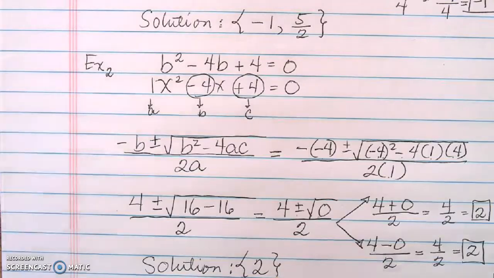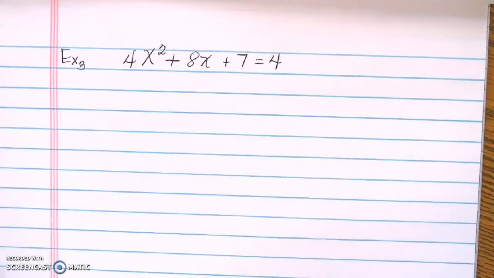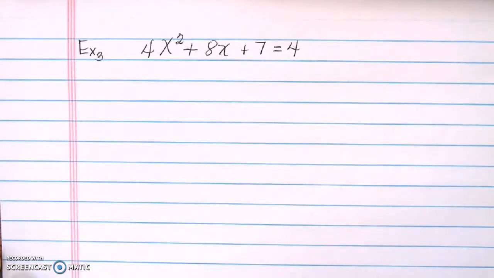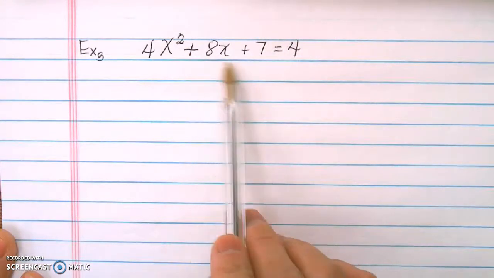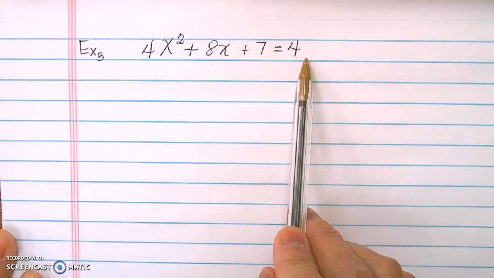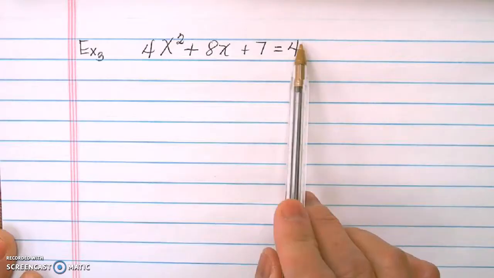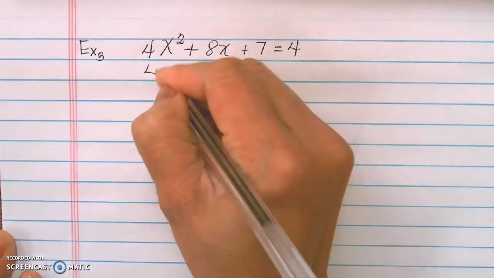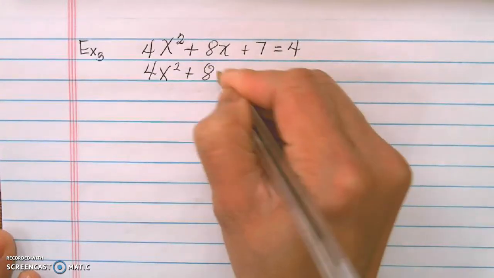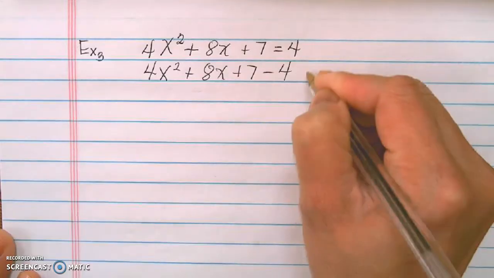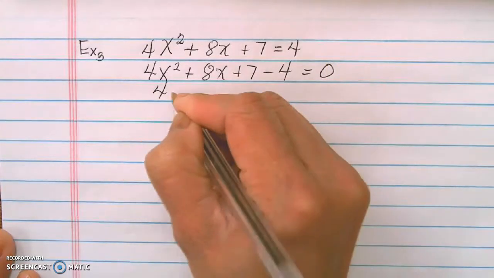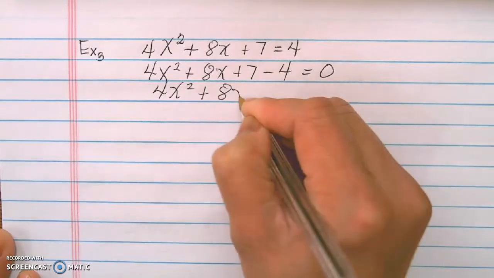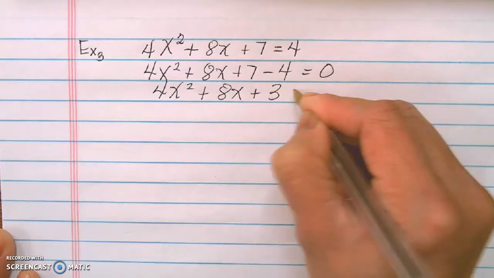This means that if you graph your function, the vertex of your parabola is going to be at 2. Okay, so example number 3 looks like this. 4x squared plus 8x plus 7 equals 4 is not quite in standard form because this is not equal to 0. Therefore, the 4 has to move to the left side, which will become like this. 4x squared plus 8x plus 7 minus 4 equals 0. Therefore, this is going to be 4x squared plus 8x plus 3 equals 0.